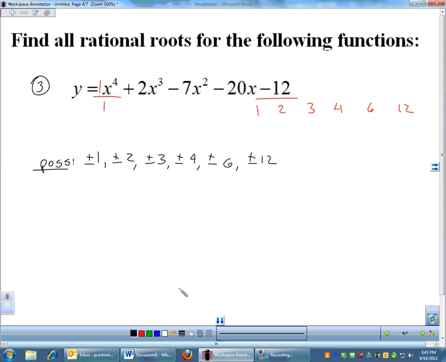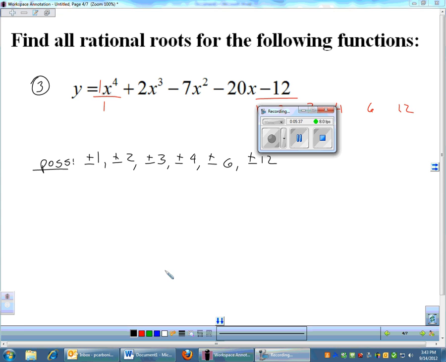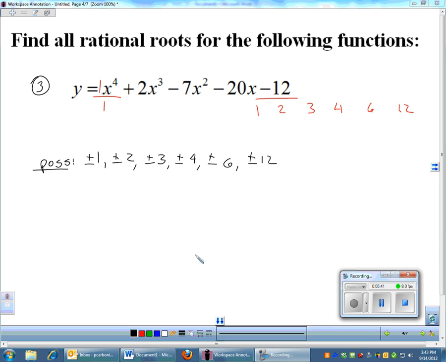So I'm going to pull out my calculator and graph this. We're going to use a calculator to help us out here so we don't have to do all the mindless work. If you remember last year, what you probably did was synthetic division, and you put every single one of these in to see which ones work. Well, we're going to use a calculator to cut back on that work. So let me graph it real quick.